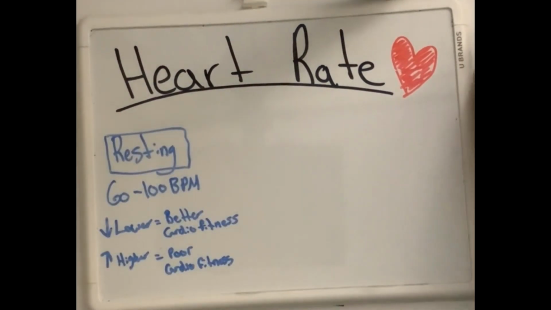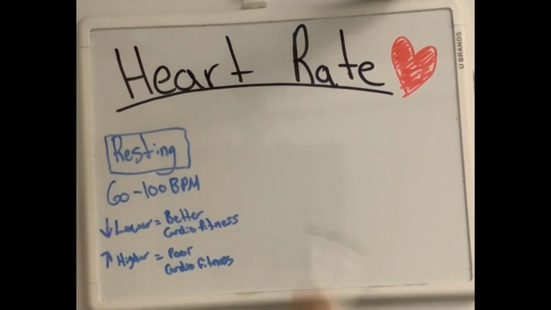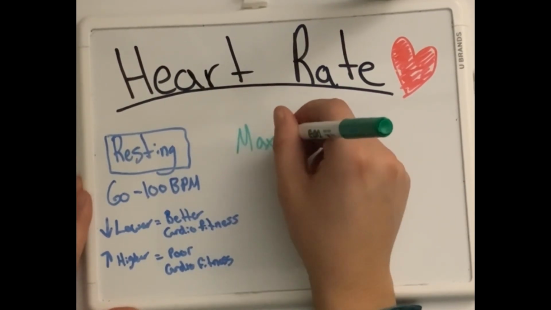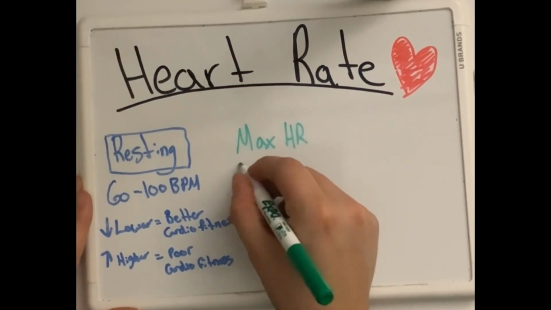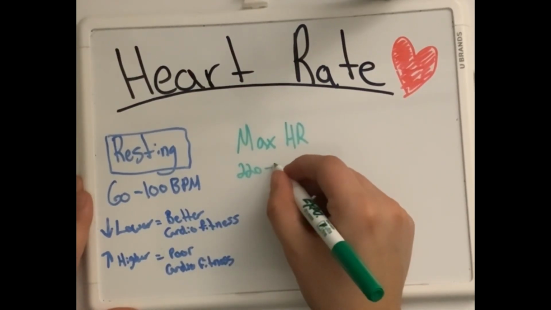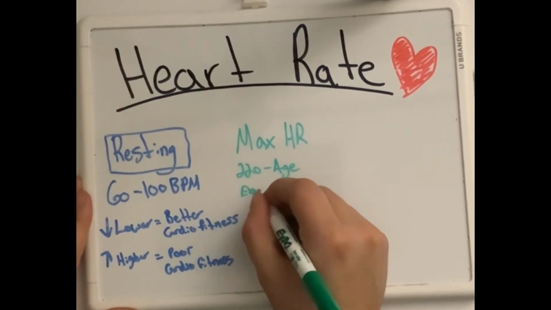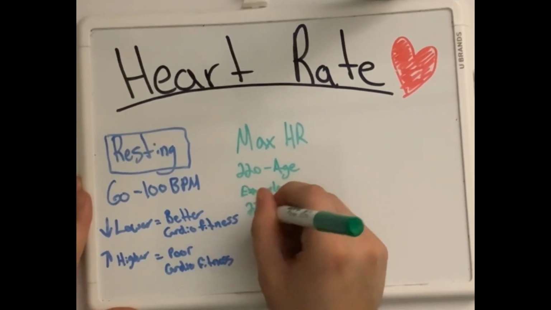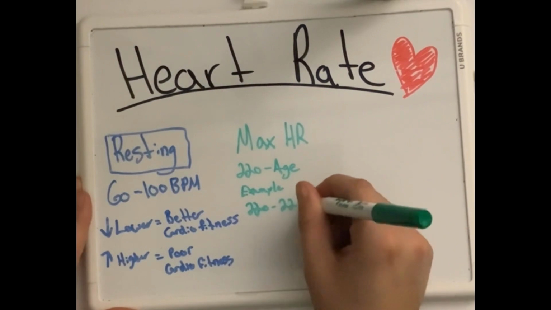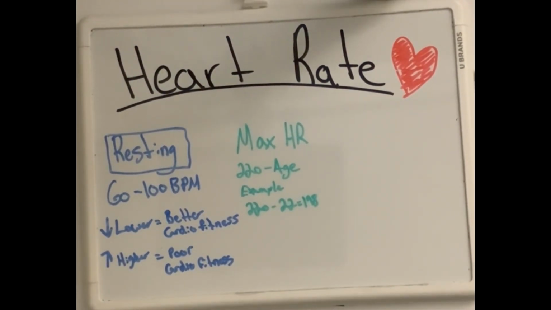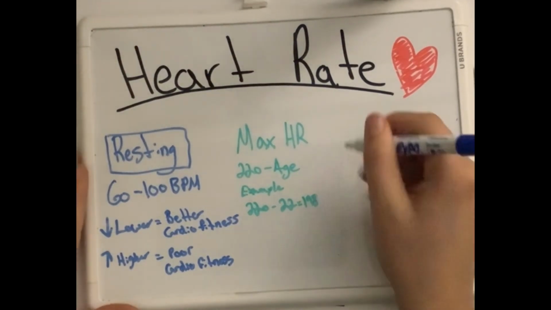When looking at other heart rates, we also have our maximum heart rate. Our maximum heart rate is going to be calculated by taking 220 beats per minute minus your age. So for me, for example, I am 22 years old, so I'm going to subtract that, and my maximum heart rate would be 198 beats per minute.